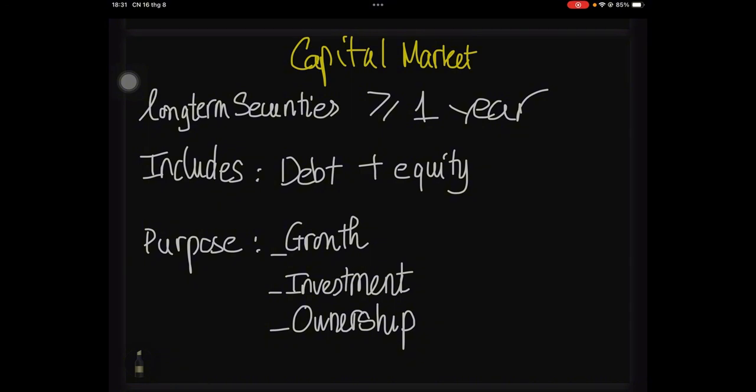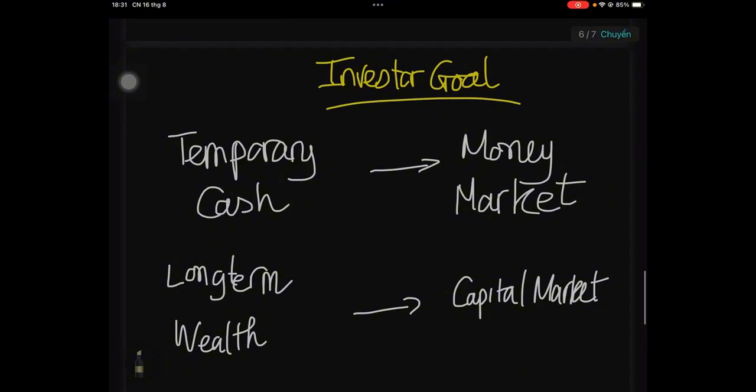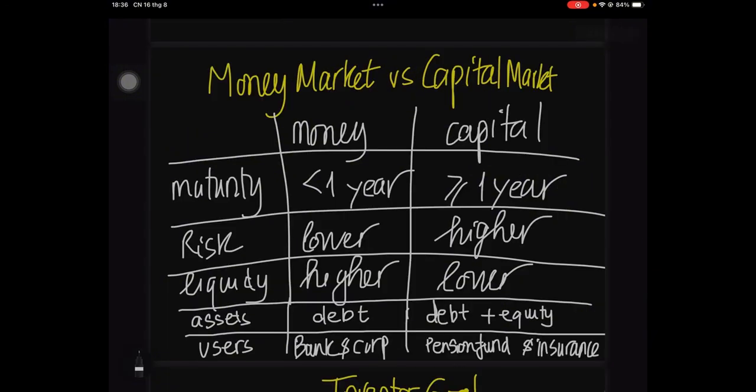This is where financial markets directly support economic growth. Companies raise capital, investors provide funding, businesses expand, new products are created, jobs are generated. Now let's compare these markets from an investor's perspective. The money market is about stability. The capital market is about growth.